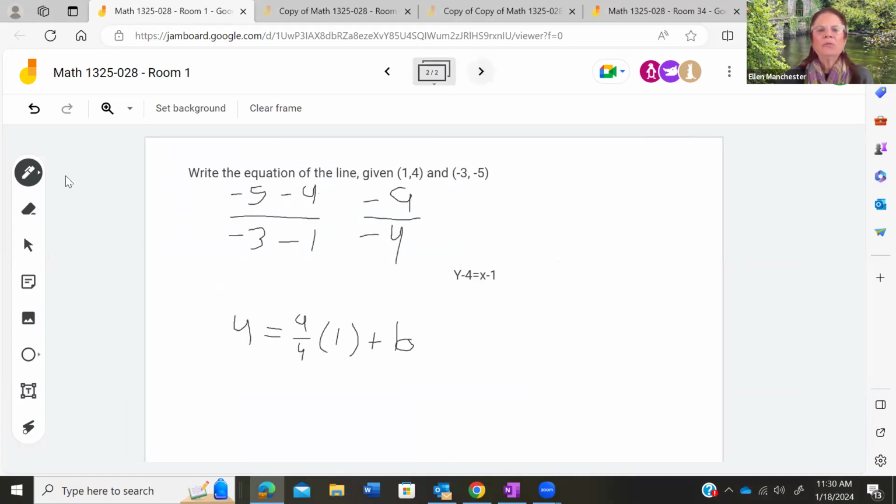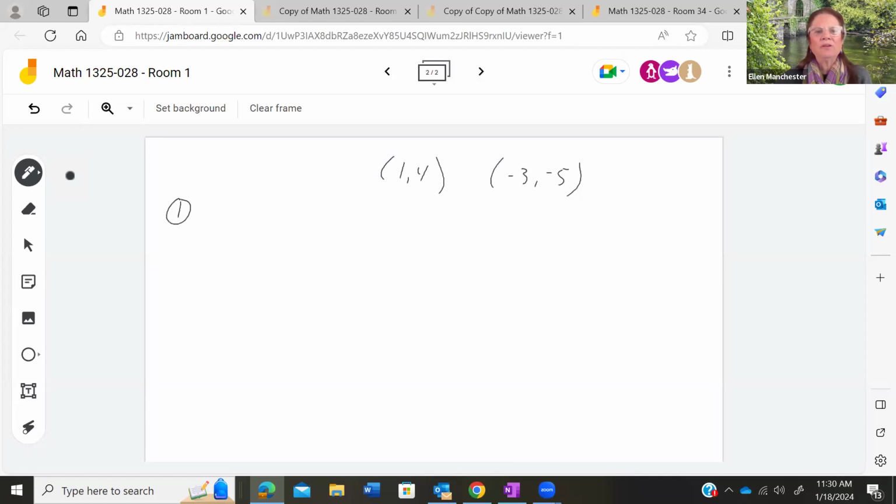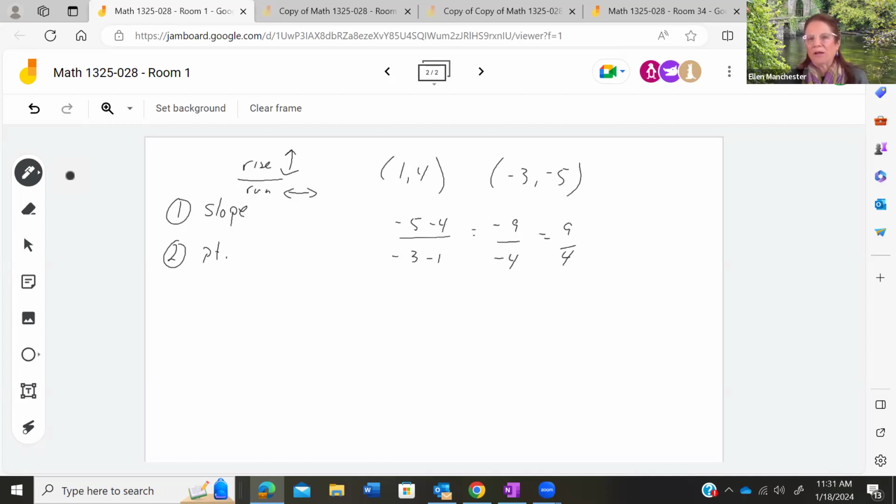Yes. Okay. So the way that I showed you is, remember, we need 2 things: we need our slope and we need a point. We have points, so we're good to go there. The slope is the problem. Remember, slope is the rise, so think up and down, over the run, think horizontal. The rise is your y values, so -5 minus 4. The run is your x values, so -3 minus 1. So you get -9 over -4, so your slope was 9/4, and it looked like everyone got that.